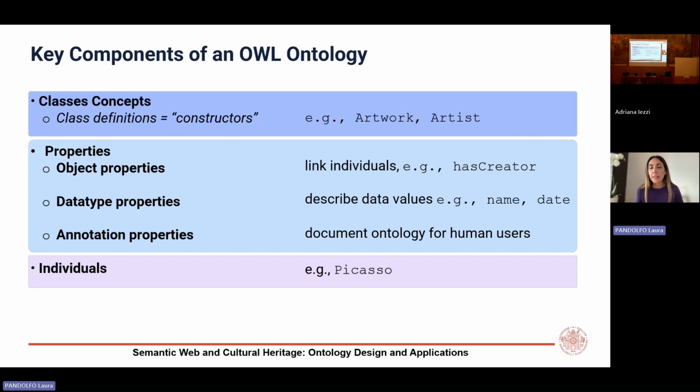And annotation properties are used mainly for documentation purposes. So they help humans understand in what way they can use a class or a property, for example. Finally, we have individuals, which are the real-world entities the ontology can represent.